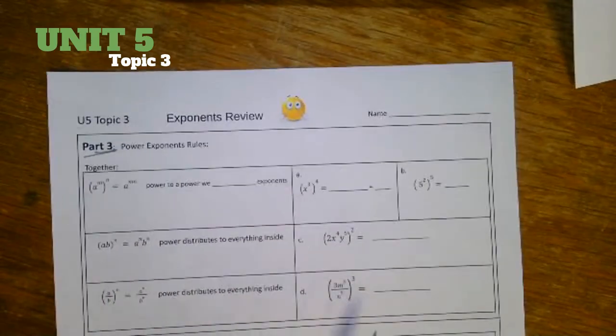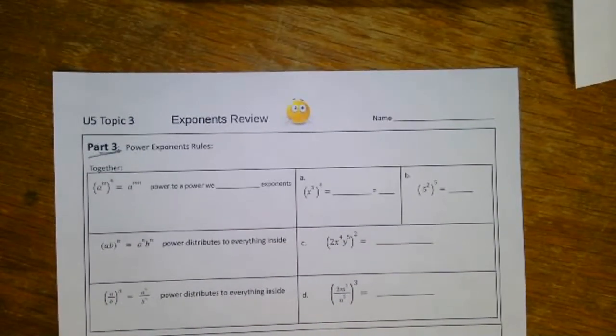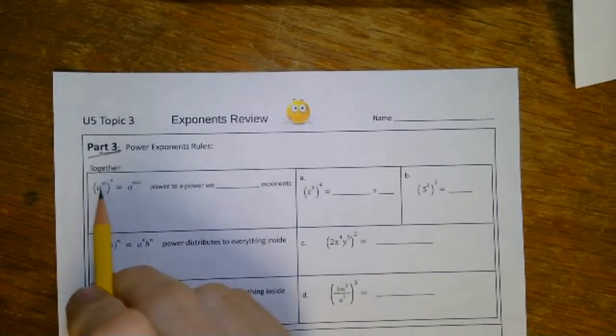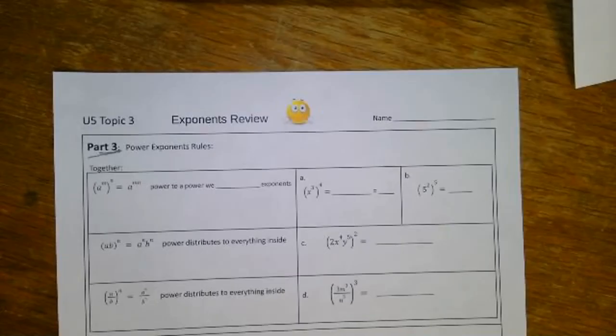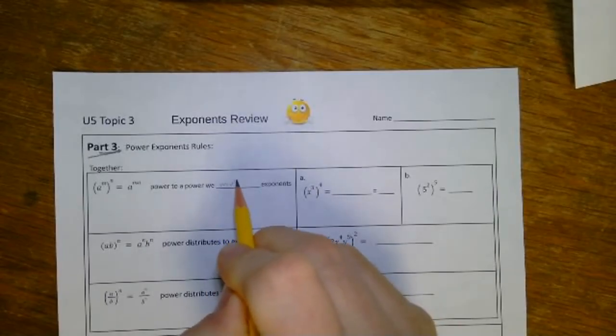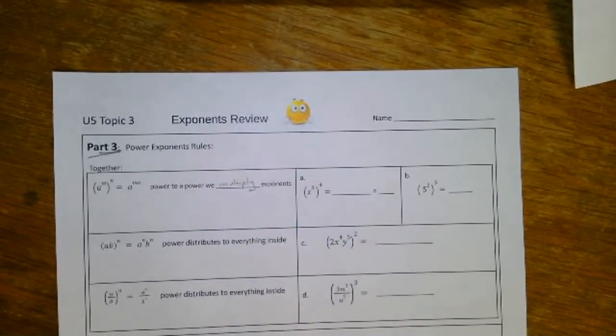This is part 3. Here we talk about the power rules. So if we notice, we have a to the m to the power of n. Again, this is how they would write it in a textbook. Notice that they put the m and the n together. What they're really doing is we are going to multiply. So please write that on your paper.